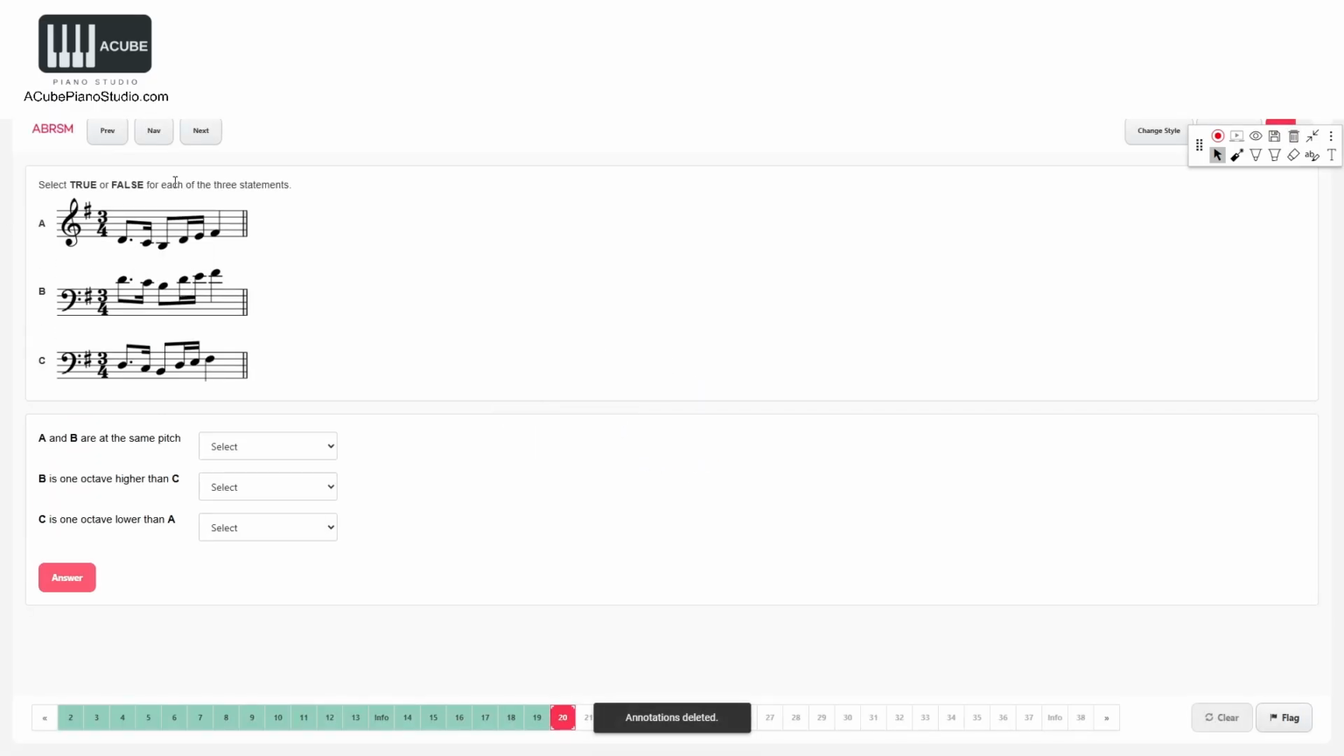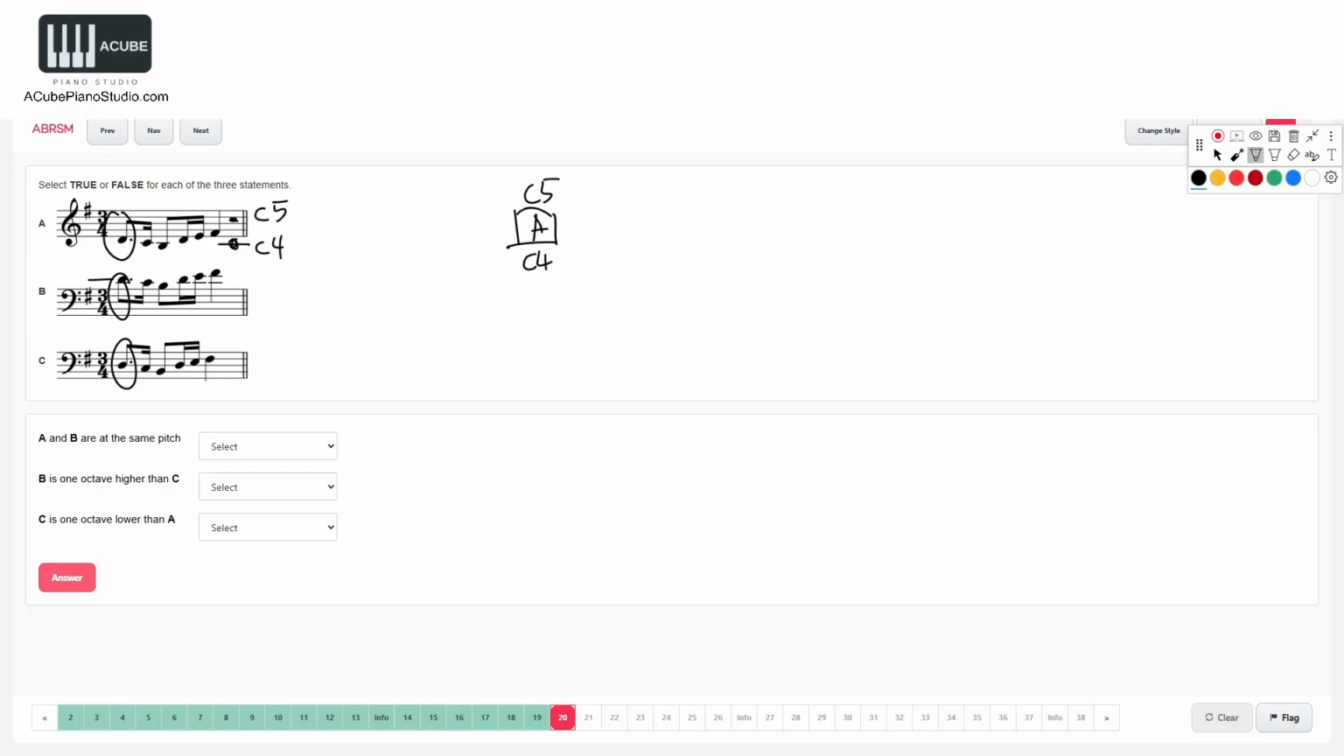Next, select true or false for each of the 3 statements. This one has something to do with pitch. So again, what we do is we take a look at what is the first note, and then we reference them with C. So this is middle C, which I call C4. This is C5. So the first note is in between C4 and C5. So option A is here. The first note is in between C4 and C5.